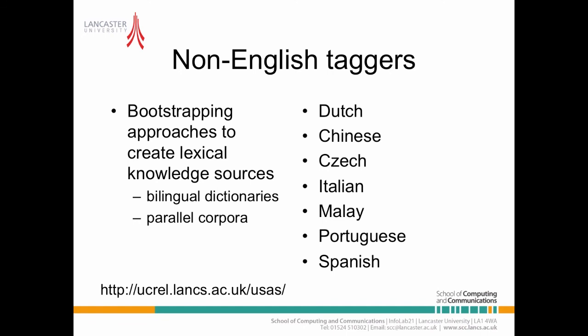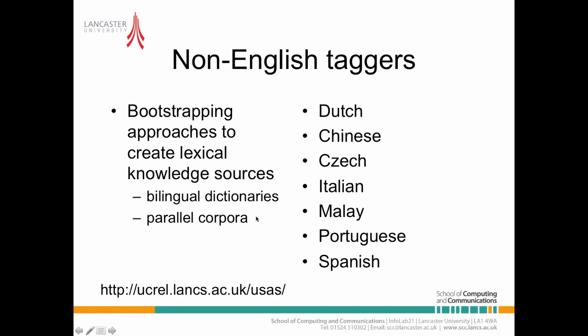Secondly, the other thing that we're working on at the moment is non-English versions of the system. So the version of the system I presented so far has obviously been for English, and that's mainly because of the underlying dictionary. So we're now working on new versions of this for other languages, and at the moment we have online versions for Dutch, Chinese, Italian, and Spanish and Portuguese, working on Czech and Malay as well.